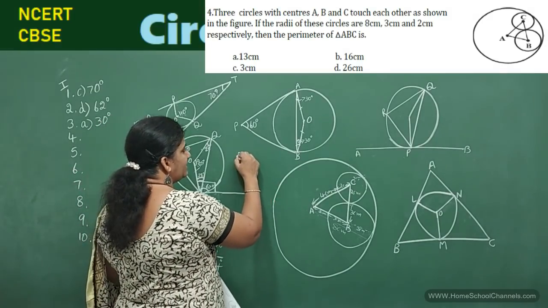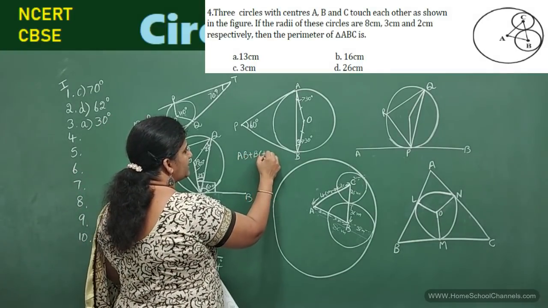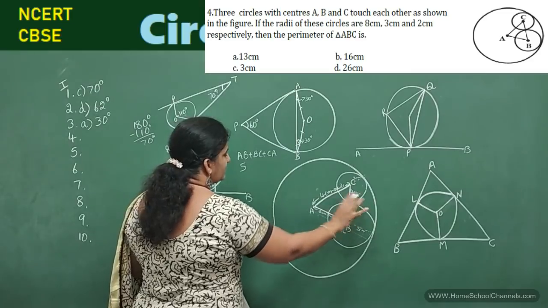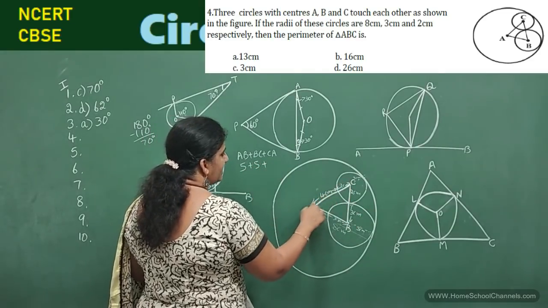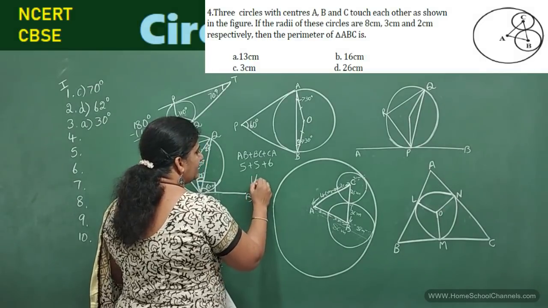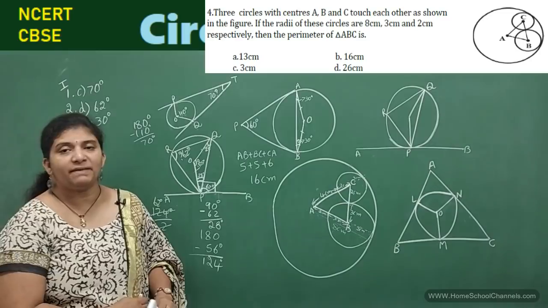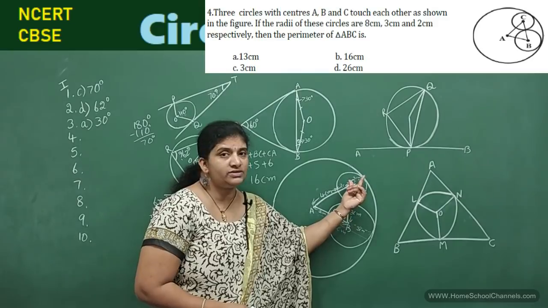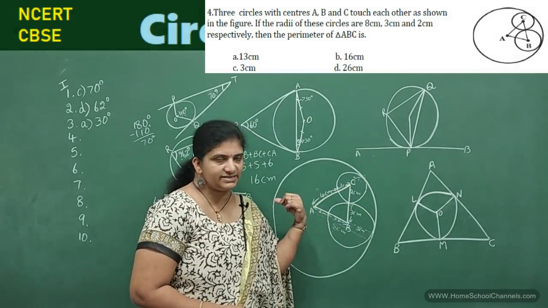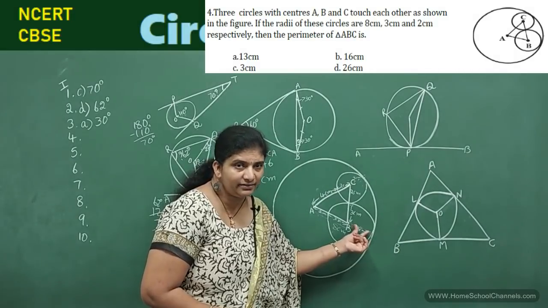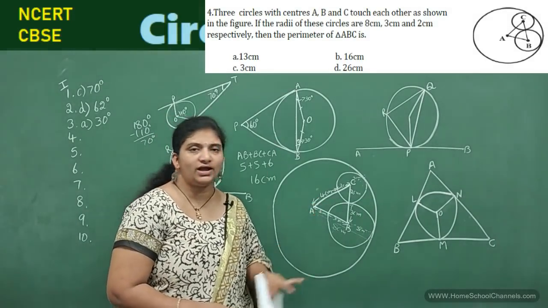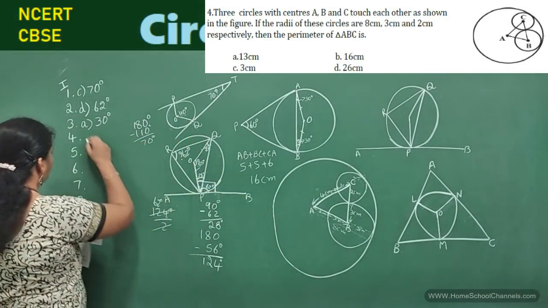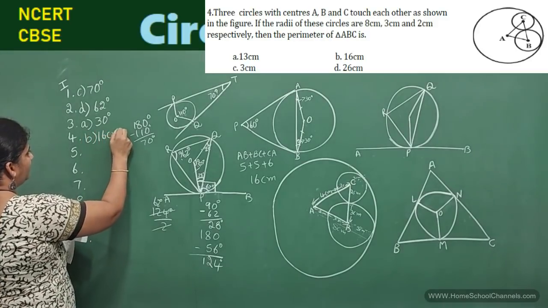Now add all the sides. AB plus BC plus CA. AB 2 plus 3, 5. And BC 3 plus 2, 5. And CA 2 plus 4, 6. It is 16 centimeters, the perimeter of the triangle. Observe here, this length you need to subtract, then only you get the AC side. And here also you need to subtract this length. So therefore, what is the perimeter of triangle ABC? It is 16 centimeters. And your option is option B, 16 centimeters.